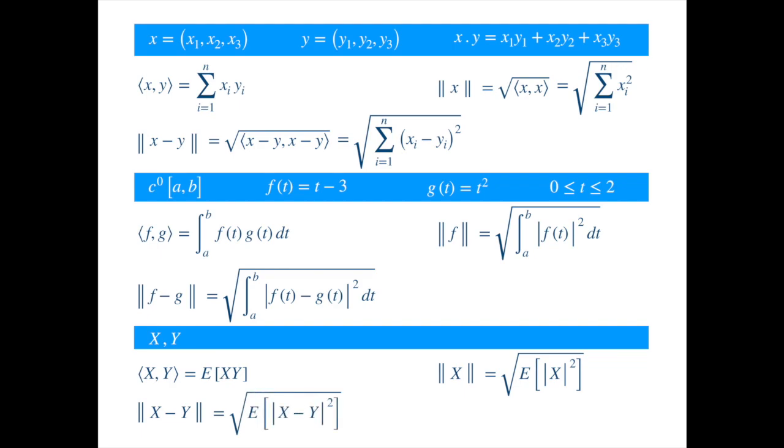So, now, we have put Euclidean vectors, continuous functions, and random variables on an equal footing. And when you think about it, standard deviation is, now, the same thing as the length of a vector. And the correlation is similar to the cosine of the angle between vectors. Now, let's go back to the Ito's definition.